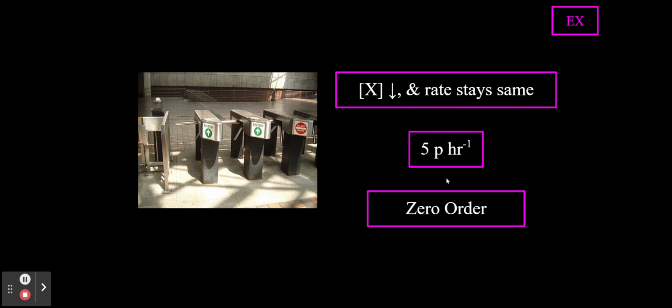Typically, we think of these things in terms of increasing the concentrations, like, how does it affect the rate? You could think of it the other way. So zero order, the changing concentrations don't affect rate.